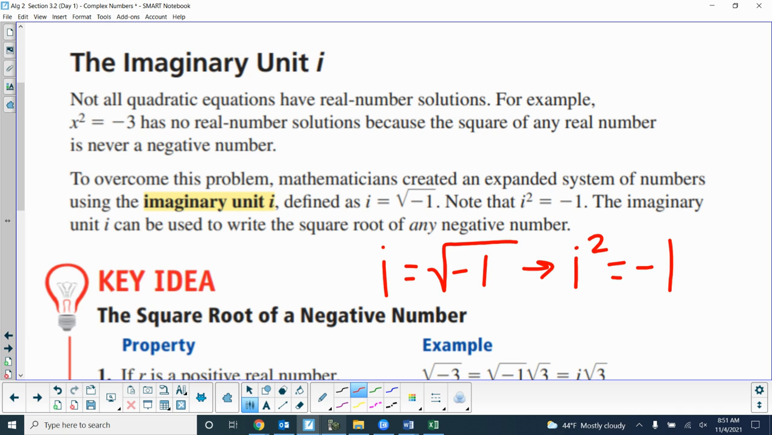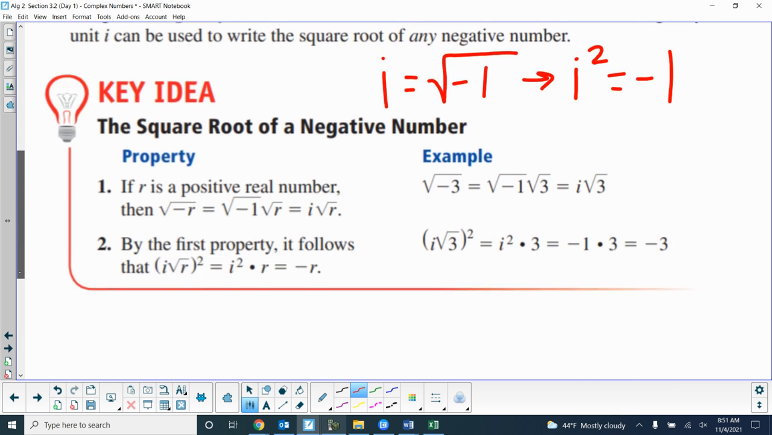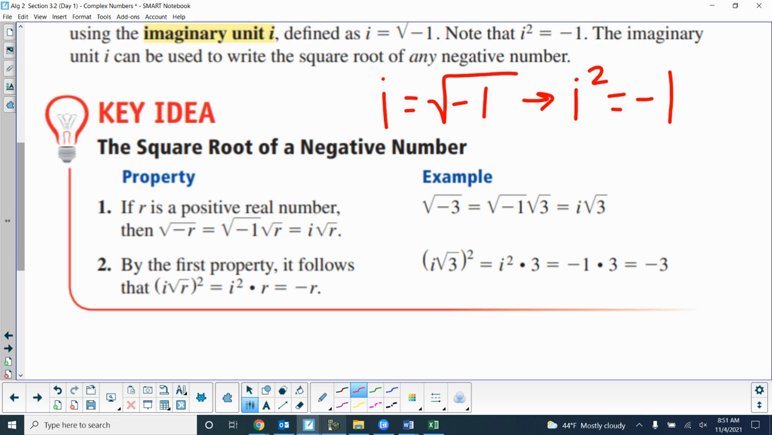Okay? So you're gonna get some problems today where you're gonna end up with an i squared. What are you gonna change it to? You're gonna change it to a negative 1. Okay? Whenever you see i squared, like if I had 3i squared, that's actually 3 times negative 1, which is negative 3. Okay? So we're gonna run into that a little bit today. All right? So whenever we see a negative sign under the radical sign, we're gonna pull that i out and then simplify the radical like we've been doing. Okay?